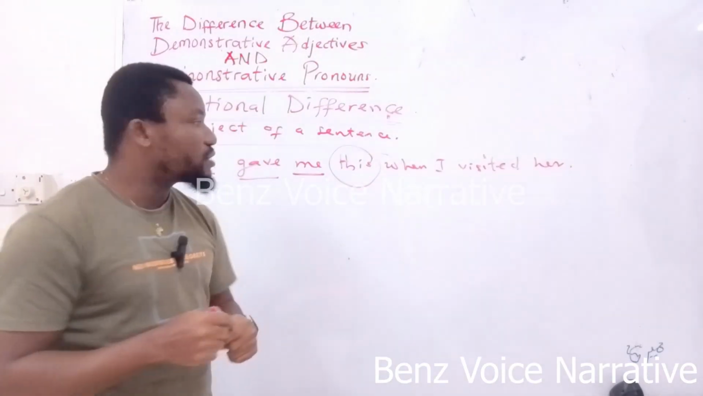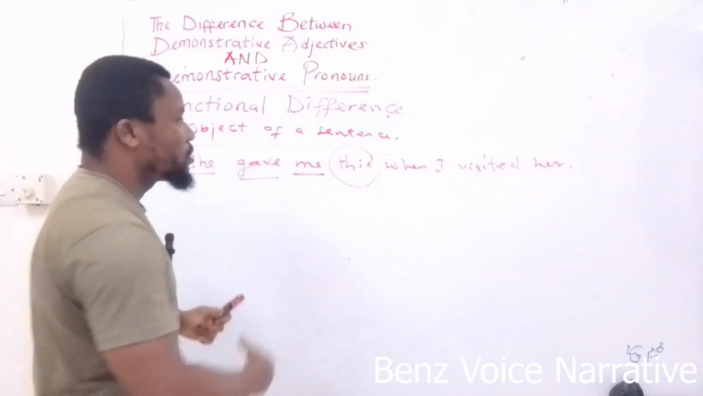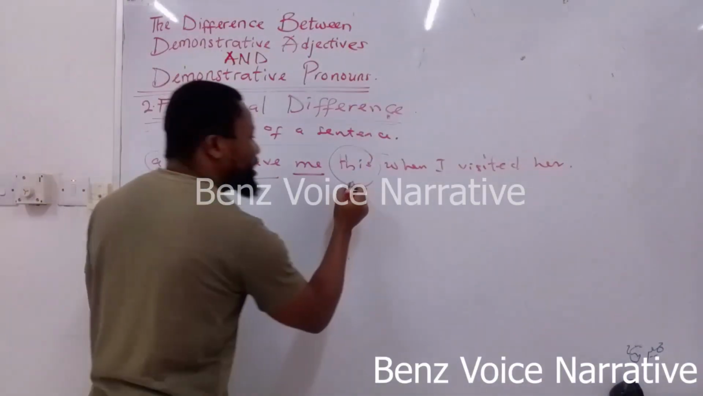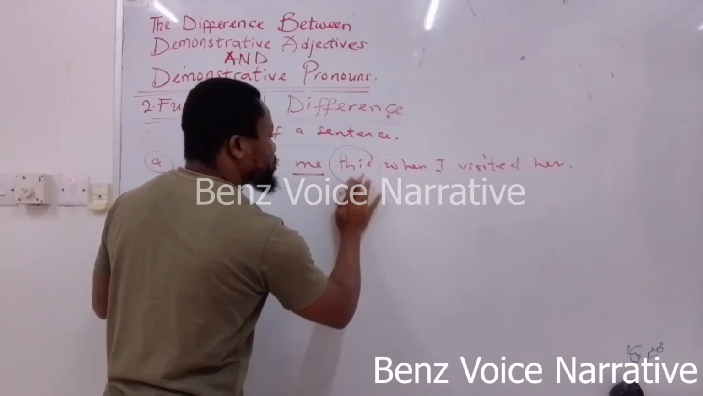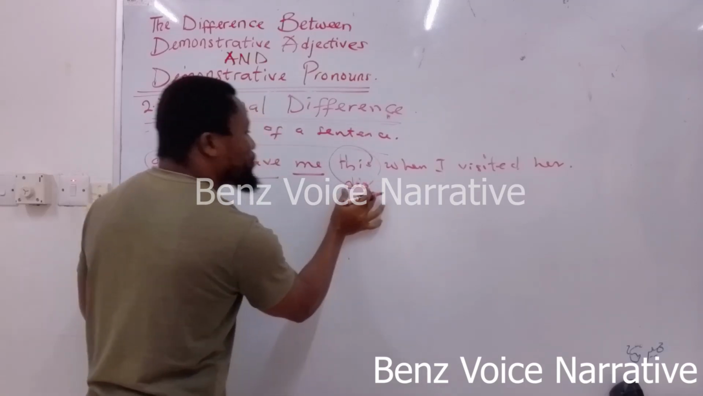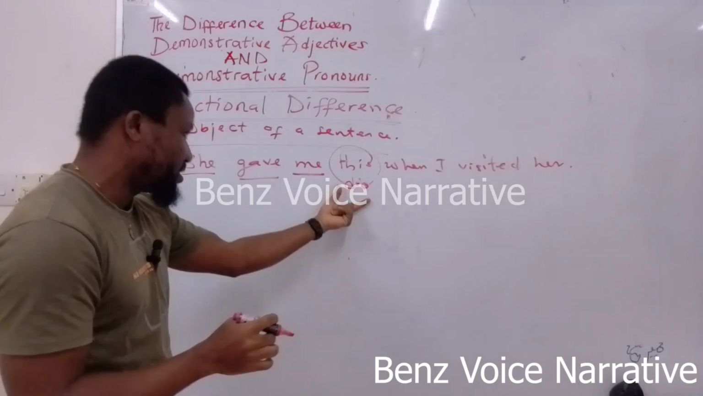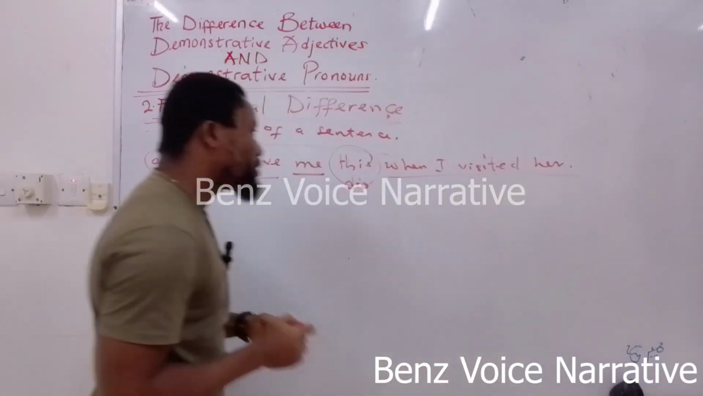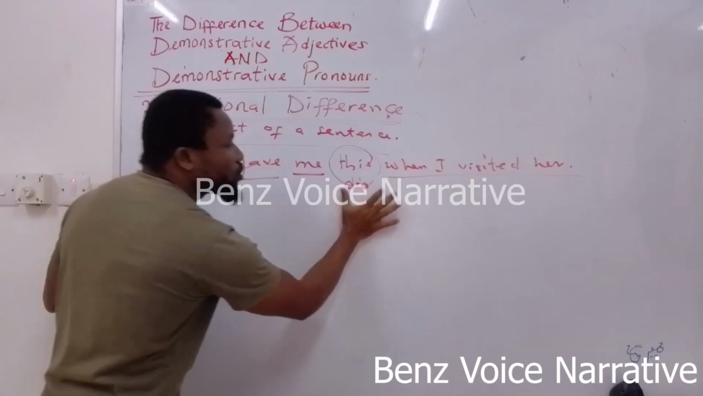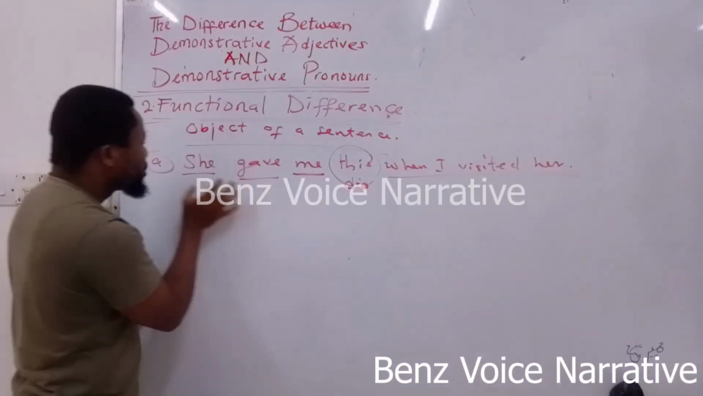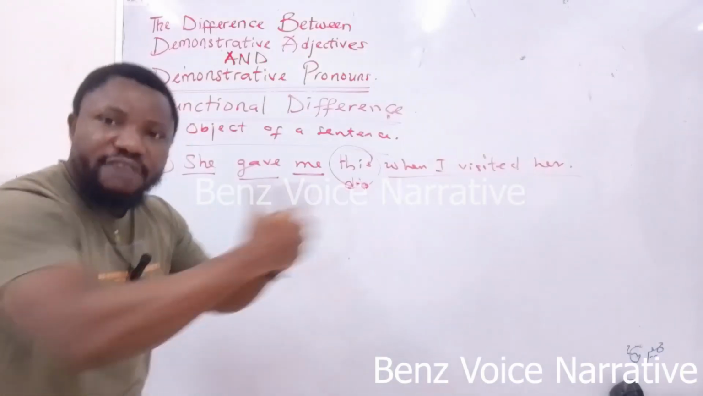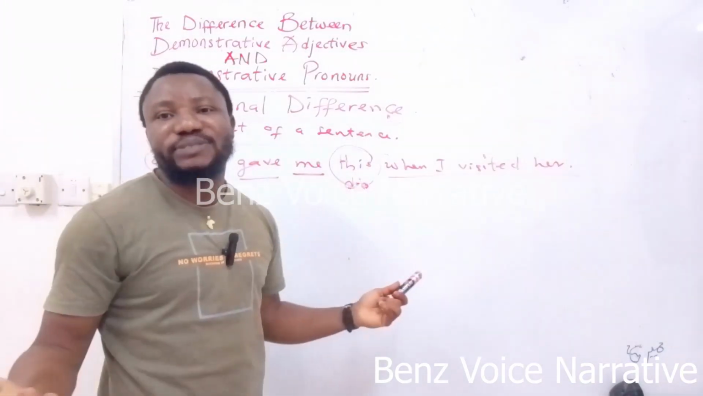She gave me this when I visited her. What did she give me? She gave me this. So this is the direct object, D-O. She gave me this, when I visited her. We don't care about this last part of the sentence. What we care about is the function of this. She gave me this. What did she give me? What can be given to you is an object of a sentence.